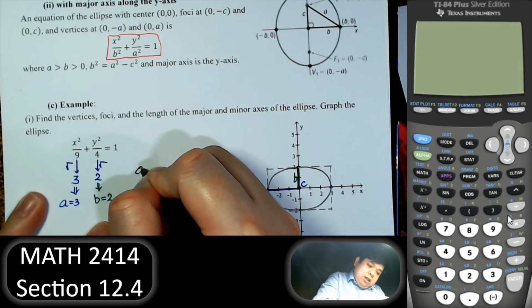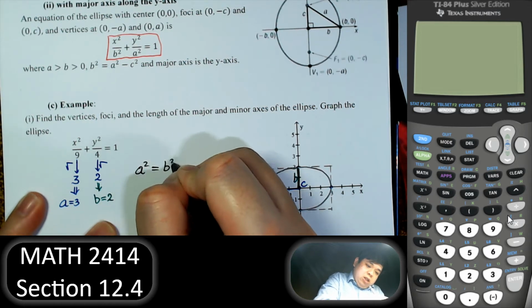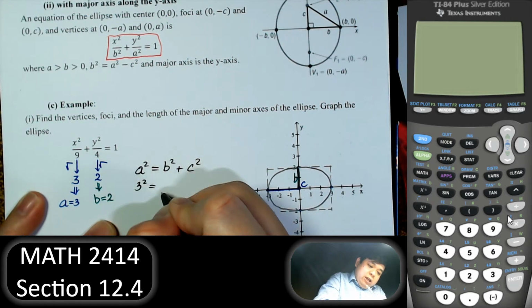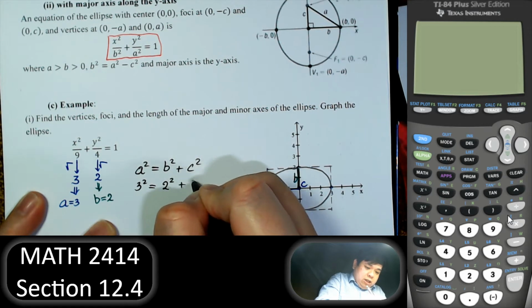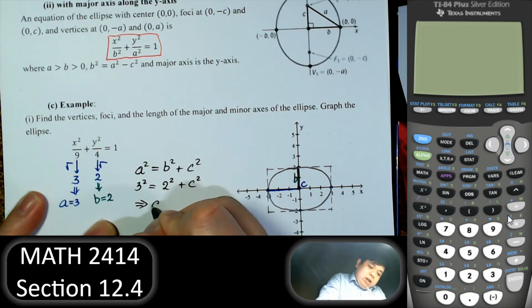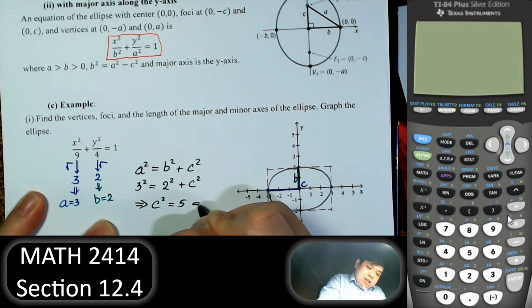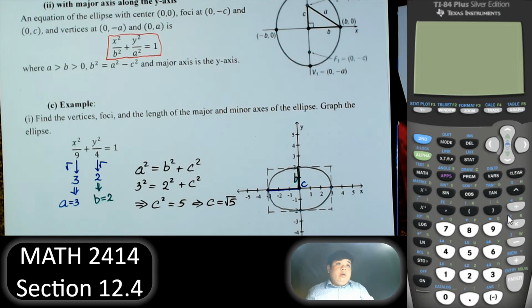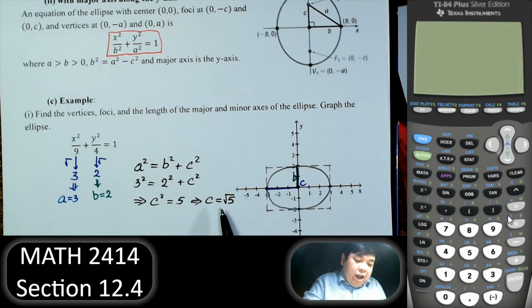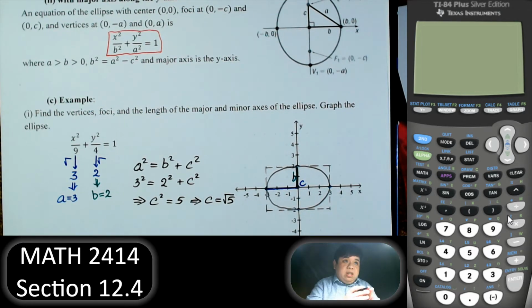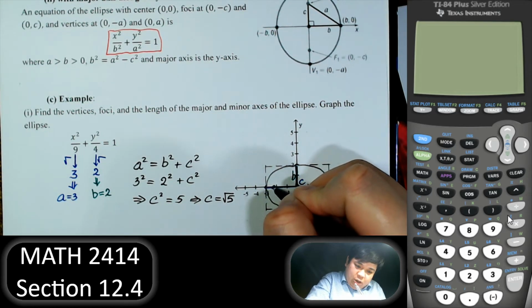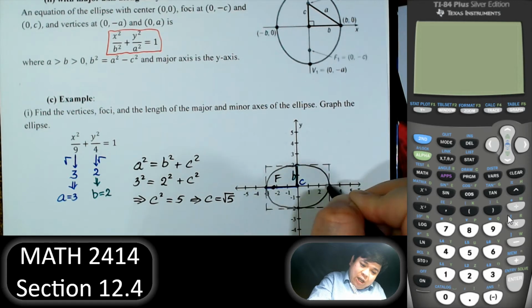So a squared equals b squared plus c squared, because a is the biggest distance. So we have a squared by itself: 3 squared equal to 2 squared plus c squared. So we can solve for c squared, and c is the square root of that. So from the center, we will have square root of 5 away from the center, we have a focus. Square root of 5 is about 2.2. So we have one focus here and one focus there.